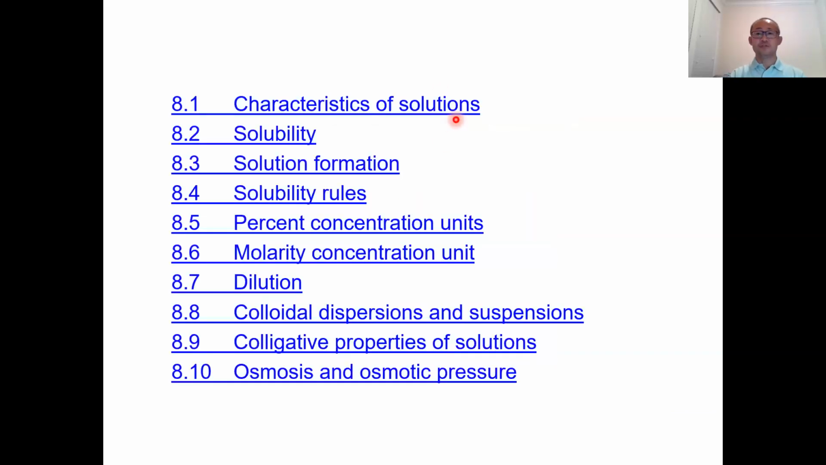Here is, as usual, the chapter guidelines. In the first part, we're going to talk about what solutions are and what the rules are for something to be soluble in another. In the second part, we're going to talk about the concentrations of solutions, including different types of concentration units. And finally, we're going to talk about some unique properties of solutions, especially colligative properties. So let's get started.